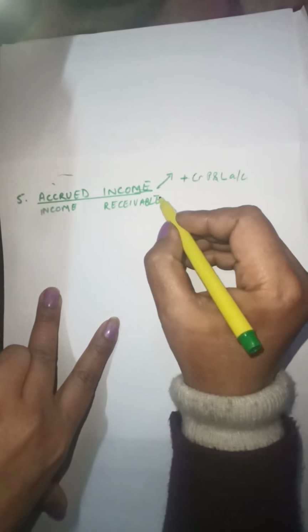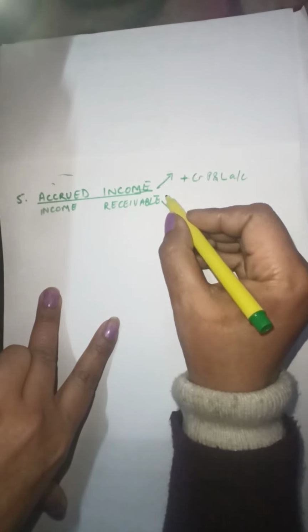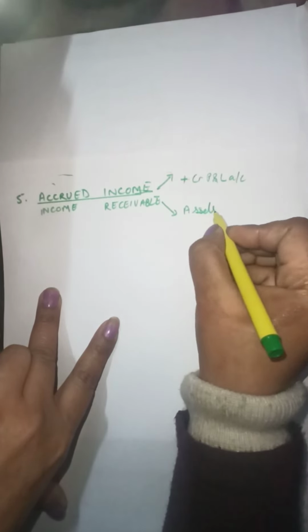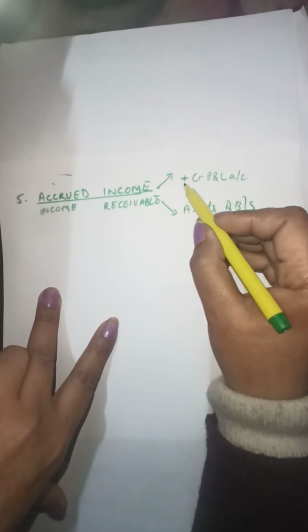So when it is added to the income on the credit side of the P&L account, it has an effect on the balance sheet too. It is accrued, it has not yet been received, but it belongs to you. Whatever belongs to you comes on the asset side of the balance sheet. So on one hand, it is shown on the credit side of the P&L account, added to the respective income. And second, it will be shown on the asset side of the balance sheet.